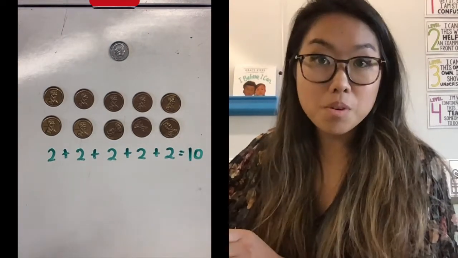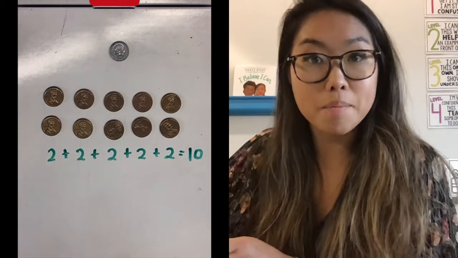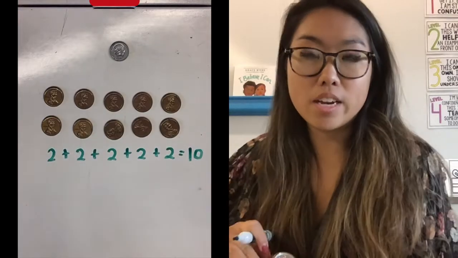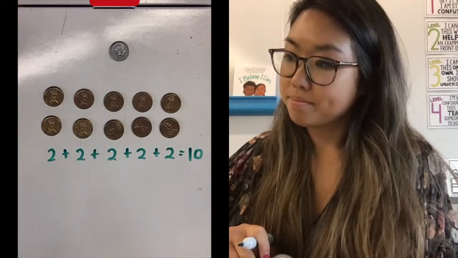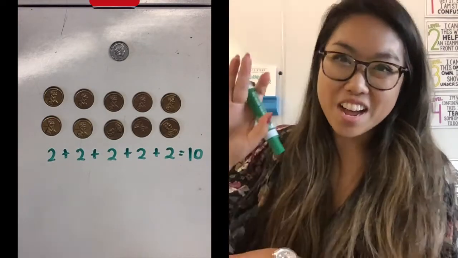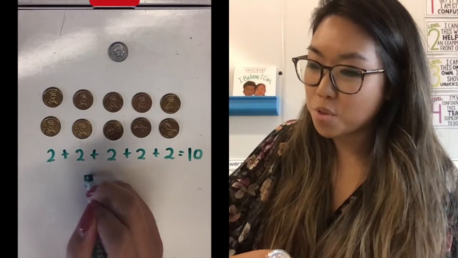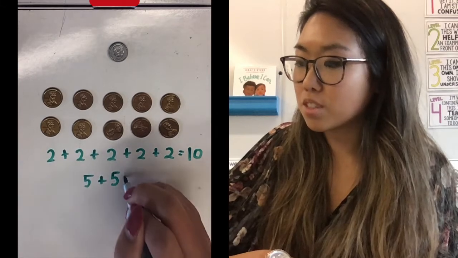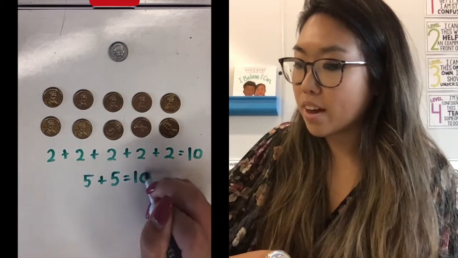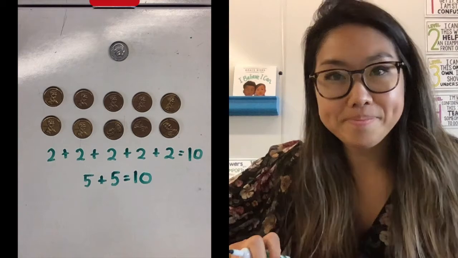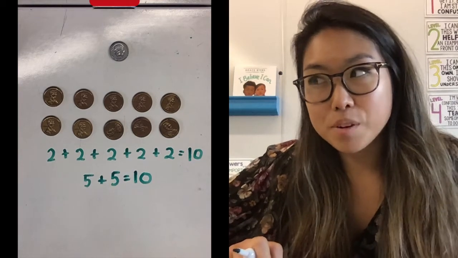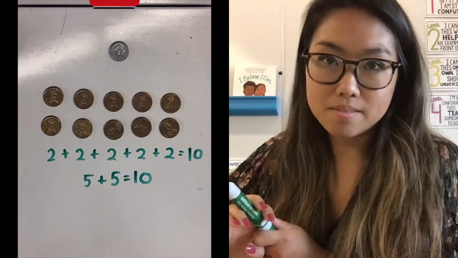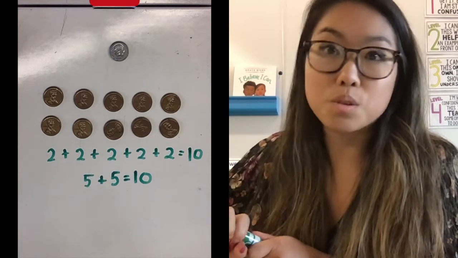There is one more repeated addition equation that I could write that matches this array. I can look at the rows. How many pennies are in a row? You're right, there are 5 pennies in a row. So I have row 1 plus row 2 also has 5 pennies because these are equal rows and columns. So 5 plus 5 equals 10 as well. I want you to look at this array, and I want you to think, is there another way that I could do this work?